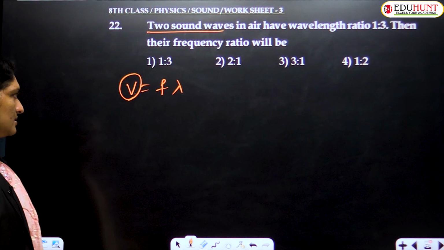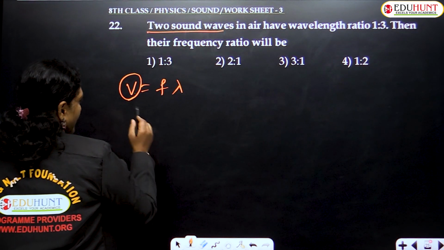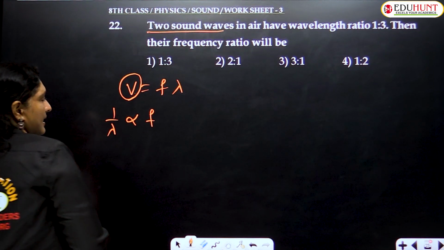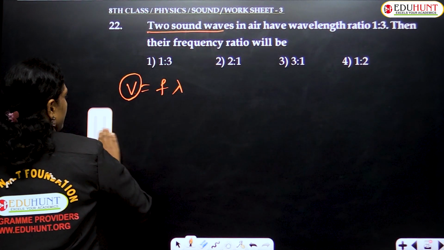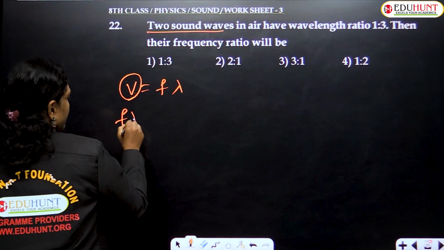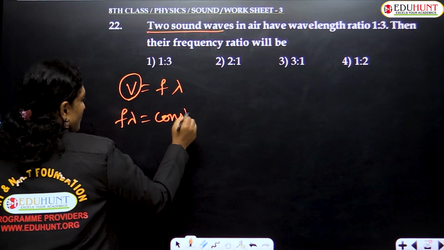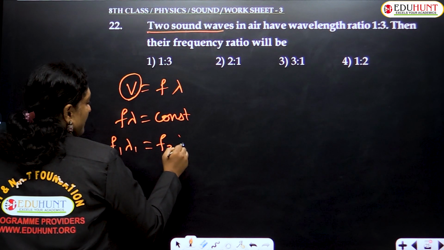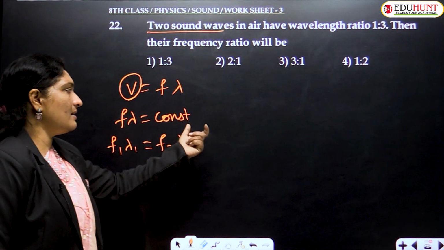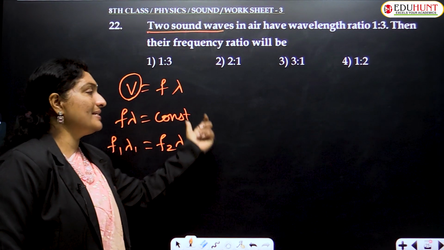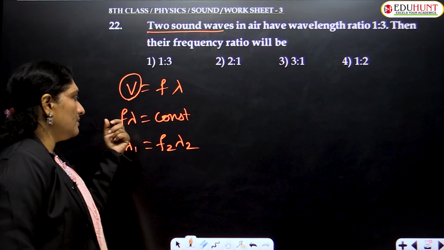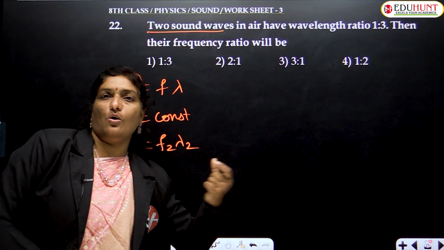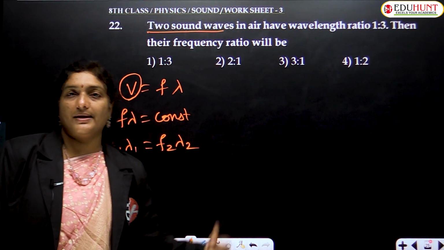So V is constant. Whenever V is constant, we get a relation that F is proportional to 1 by lambda. That means, in simple form, I can say that F lambda is constant. Whenever you obtain this type of relation, we can say that F1 lambda 1 is equal to F2 lambda 2, because for any number of values, the product always remains constant. F1 lambda 1, F2 lambda 2, F3 lambda 3, F4 lambda 4, all the values, the product always remains constant.